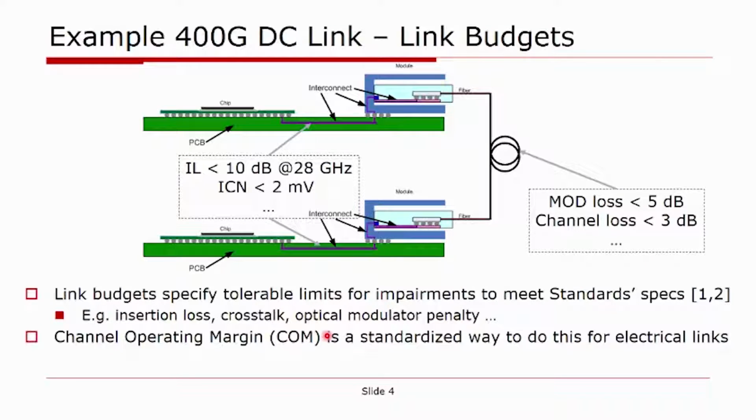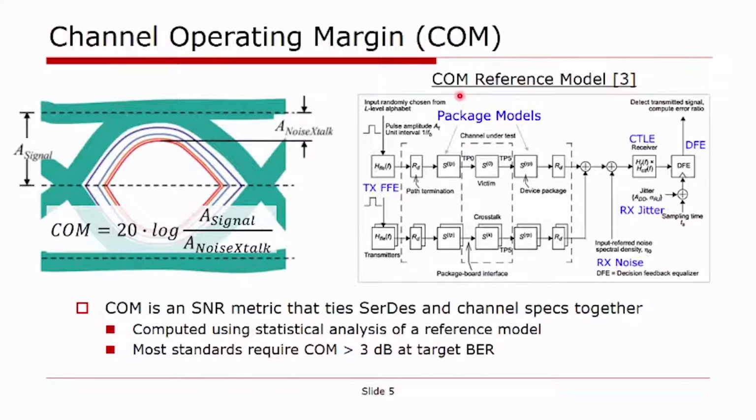On the electrical link side, where the problem is a little more complicated, the channel operating margin, or COM, as it's commonly referred to, has been adopted as a standardized way to do this link budgeting exercise. In the next couple of slides, we'll see what channel operating margin is and how we can use that to budget electrical links. Channel operating margin, or COM, is actually nothing but a signal to noise ratio metric as defined in this eye diagram plot shown on the left.